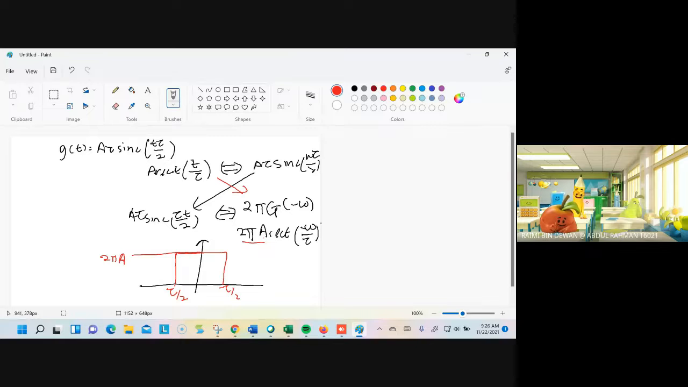Because this signal is actually duality, you see it is symmetry. So negative omega can be treated like omega, because it's symmetry, 2 pi a rectangular omega over tau. So this is your G omega, the whole of this.